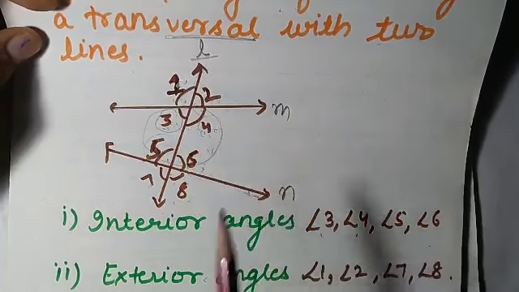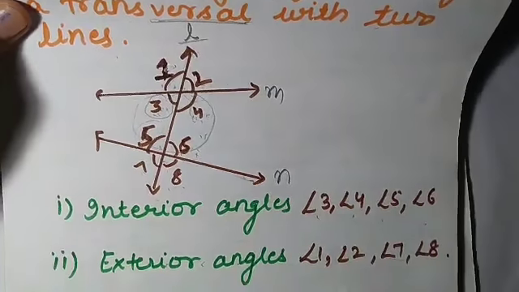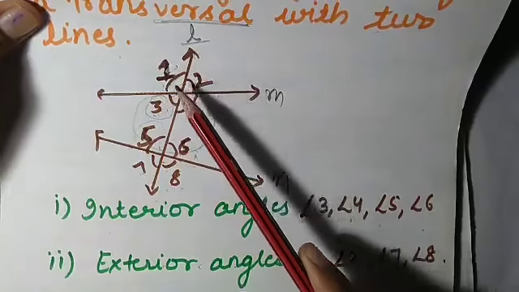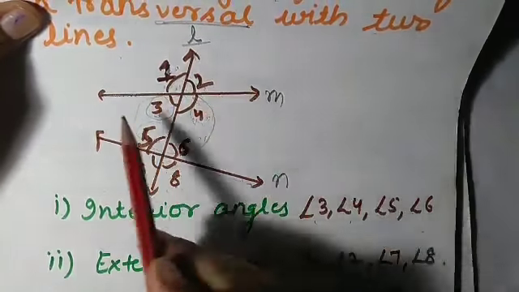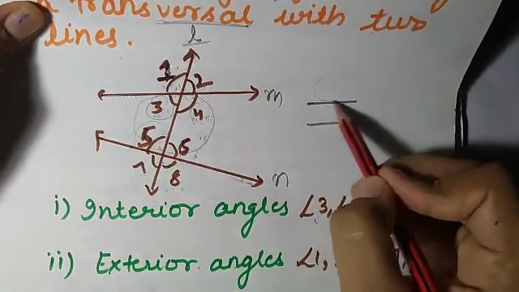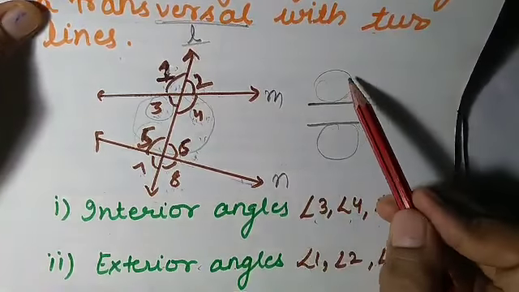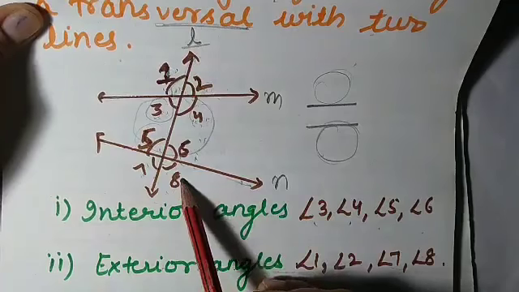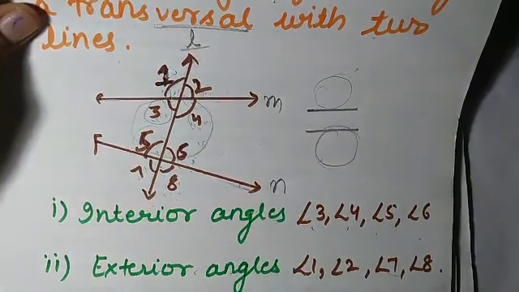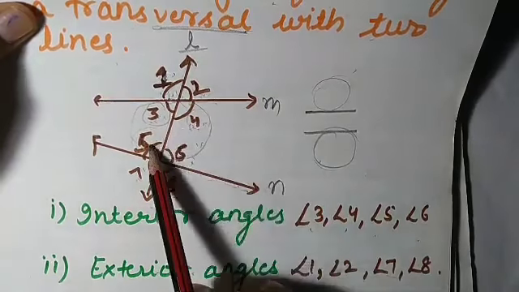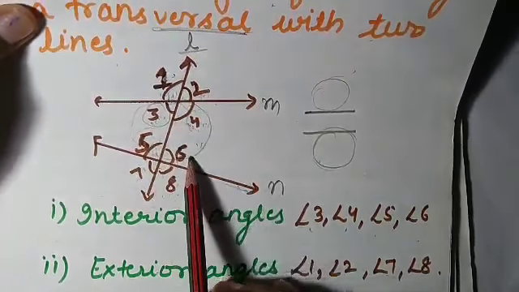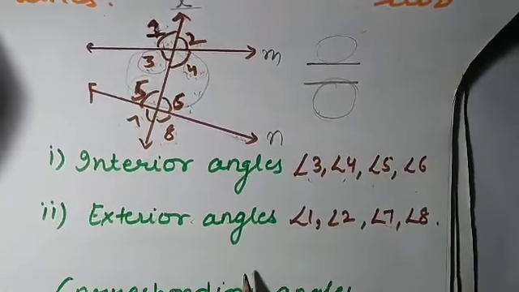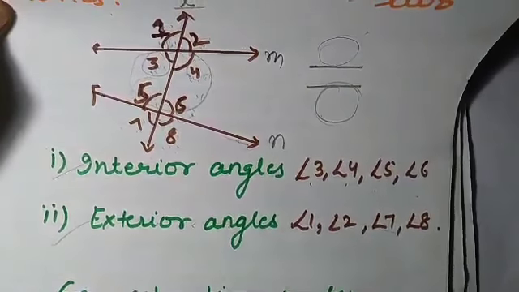Okay, now exterior angles: the angles which are not interior, or you can say the angles which are forming at the exterior of the lines. So these are the two lines. This is the exterior and this is the exterior. So the angles formed on these two parts, that is angles 1, 2, 7, 8, they are known as exterior angles. Okay, so in these 8 angles, 4 angles are interior, that are 3, 4, 5, 6, and 4 are exterior, that are 1, 2, 7, 8. Okay, I hope these two concepts are clear, what are interior and what are exterior.